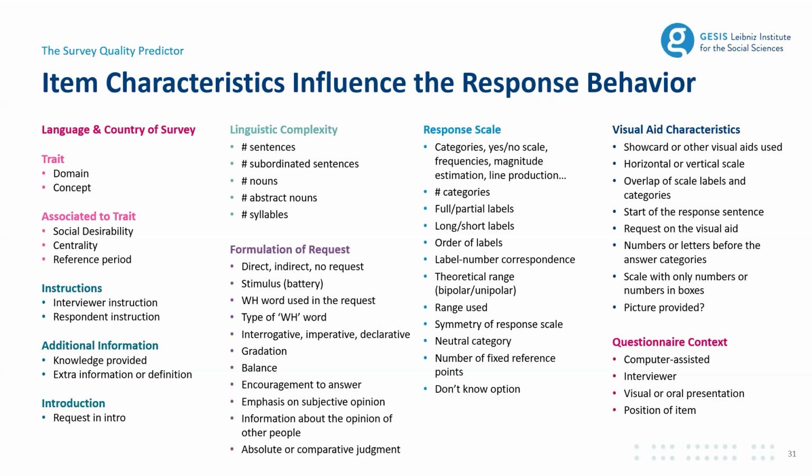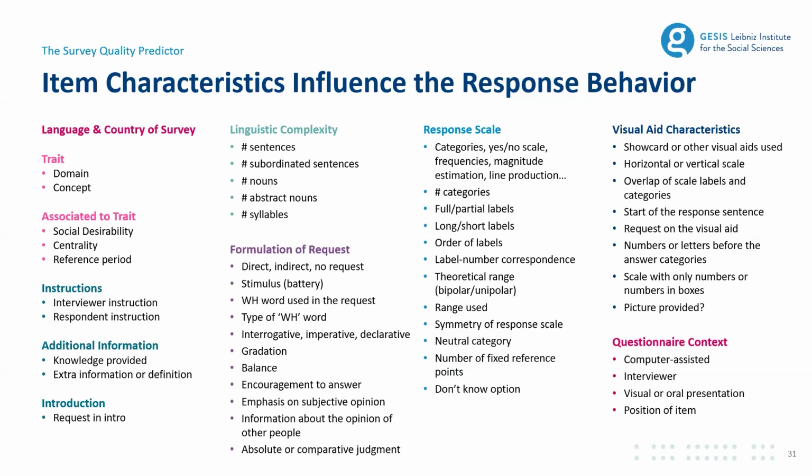And then there's different things, additional components that refer to the linguistic complexity of how the survey item is designed. But then very importantly, it's the actual formulation of your request for an answer. Is it a direct or an indirect request? Is there no request because maybe it's the second item of a battery, and so on and so forth. And then there are all these different characteristics that refer to the response scale, which might have an effect. Also, visual aids will change the quality of your question.